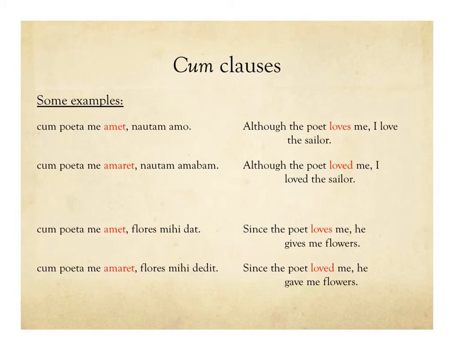Let's look. So here are some examples of those concessive or causal types. Here's the concessive example. Cum poeta me amet, nautam amo. Although the poet loves me, I love the sailor. And if we went into secondary sequence, cum poeta me amaret, nautam amabam. Although the poet loved me, I loved the sailor. So this is sort of the rule. You might not think there's much of a rationale for using the subjunctive here. That's something we can talk about later if you want to, but you can see what's going on here. Sometimes in our main clause, you'll see the word tamen, nevertheless. And that's always a good hint, if you have it, that your cum should be translated as although.